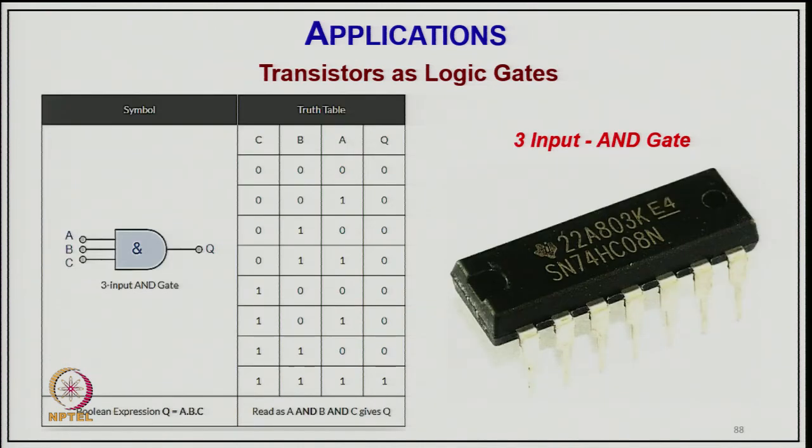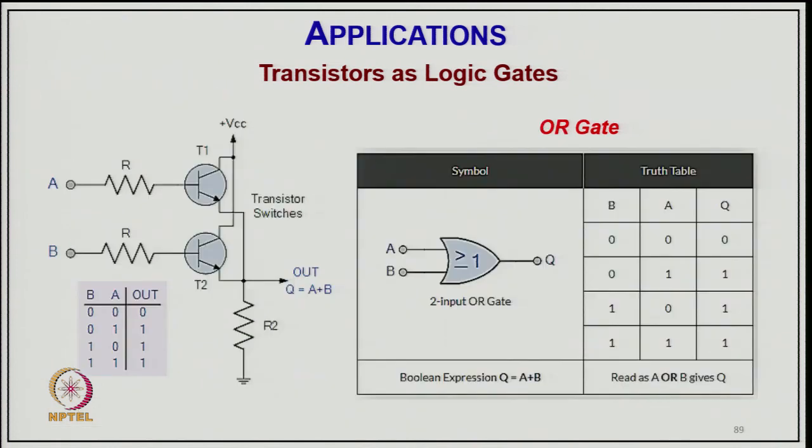Similarly, you have a transistor as a logic gate here, a 3 input AND gate. You can have 3 inputs, or maybe 3 transistors cascaded as we have shown here. This is the chip which works as a 3 input logic gate, and this is the truth table. These are the 3 inputs, and this is the output. The output is 1 only when all 3 are 1; in all remaining combinations the output is 0.